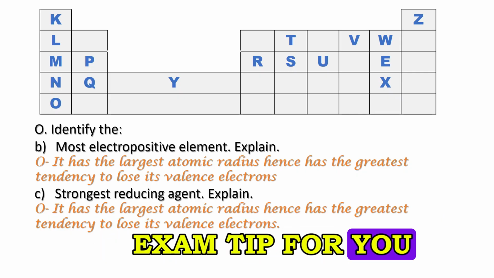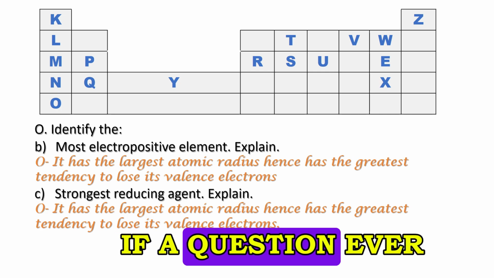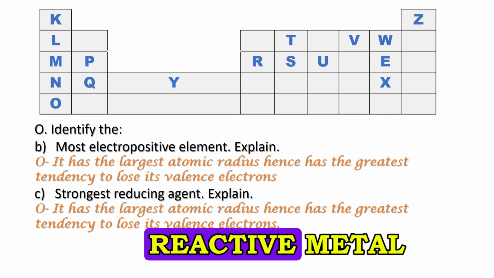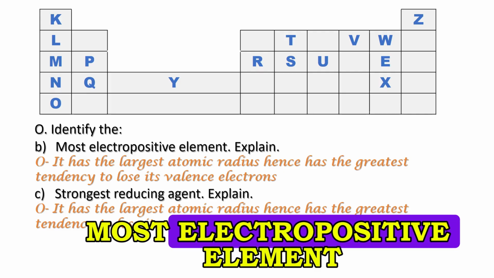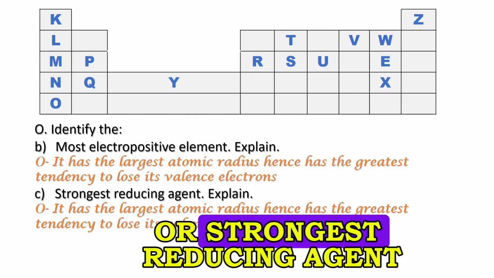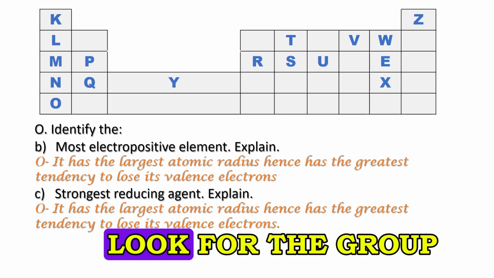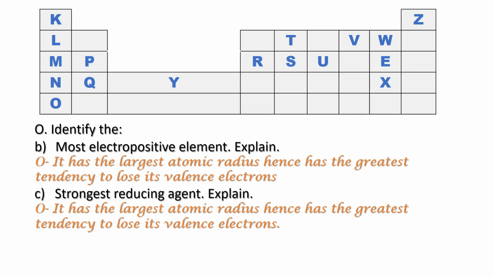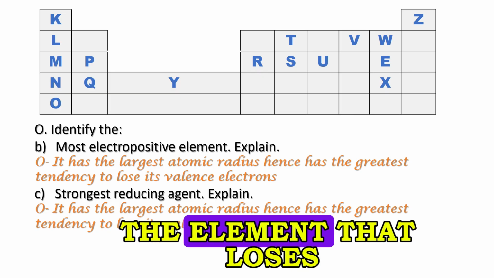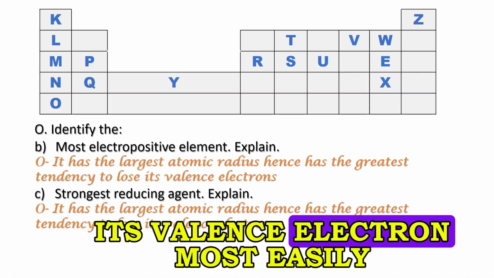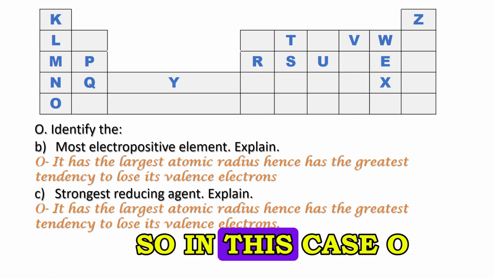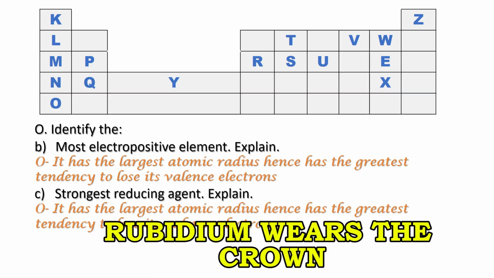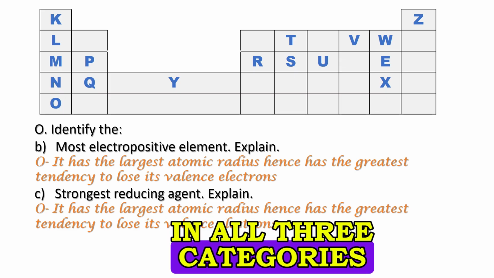Here is the exam tip for you. If a question ever asks for the most reactive metal, most electropositive element, or strongest reducing agent, look for the group 1 element with the largest atomic radius. That's your winner. The element that loses its valence electron most easily. So in this case, O, rubidium, wears the crown in all 3 categories.